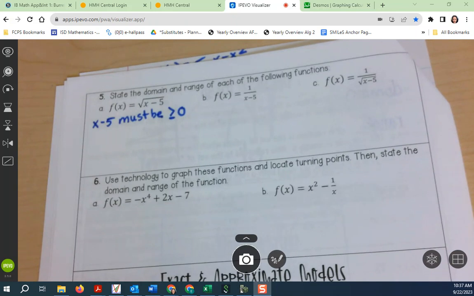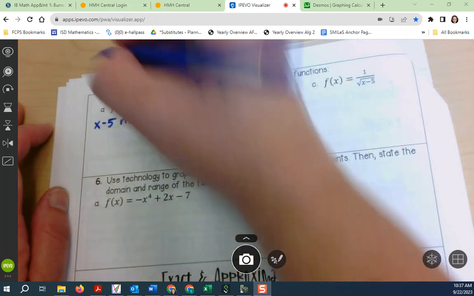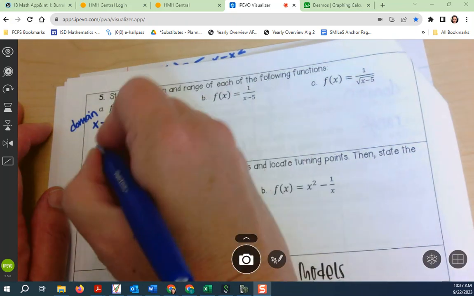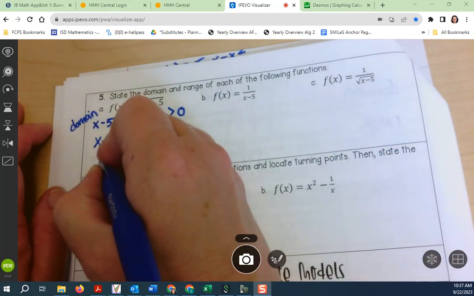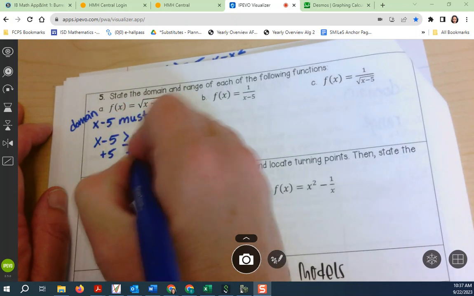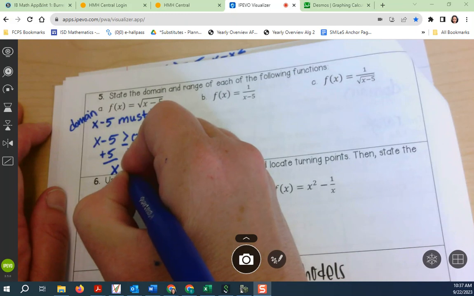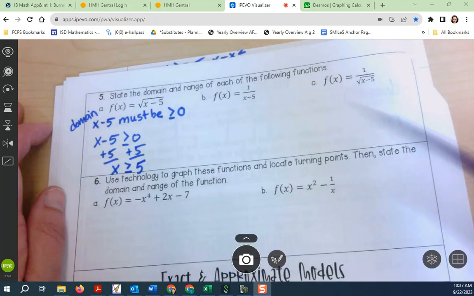I want to remind you here that we're not solving the equation. We're talking about what x can be. It says x minus 5 must be greater than or equal to 0. I'm not solving, I'm finding the domain. So I'm going to add 5. And x must be greater than or equal to 5.